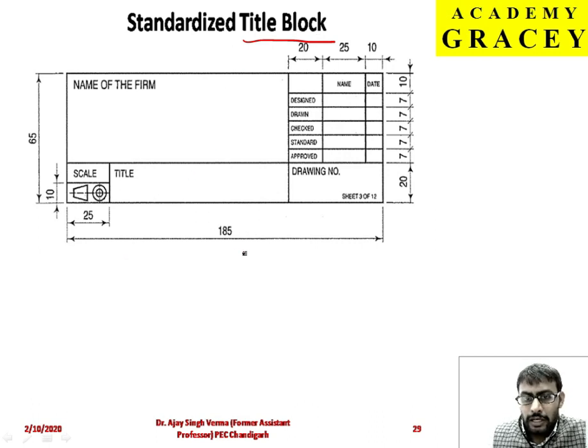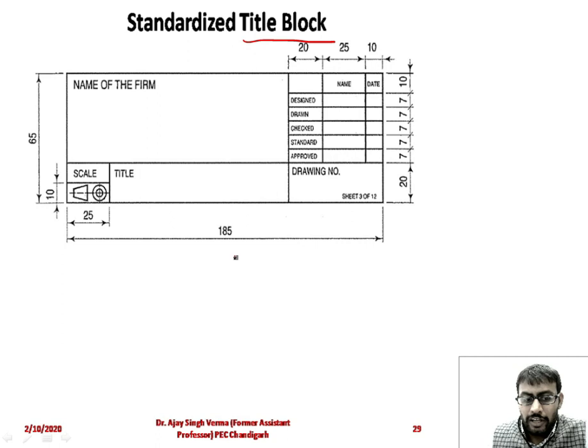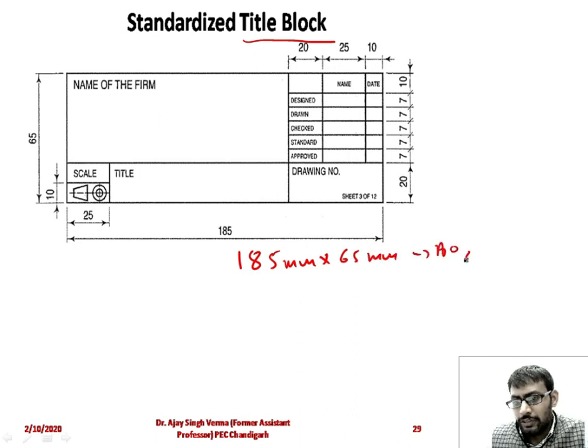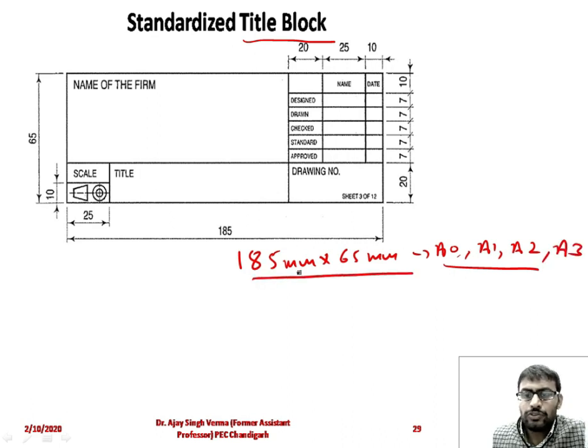Basically, as per the standard, the size of the title block is 185 by 65 mm. Whether it is an A0 sheet, an A1 sheet, an A2 sheet, or an A3 sheet, all these sheets follow this dimension. In all these sheets, we will go for 185 by 65 mm.